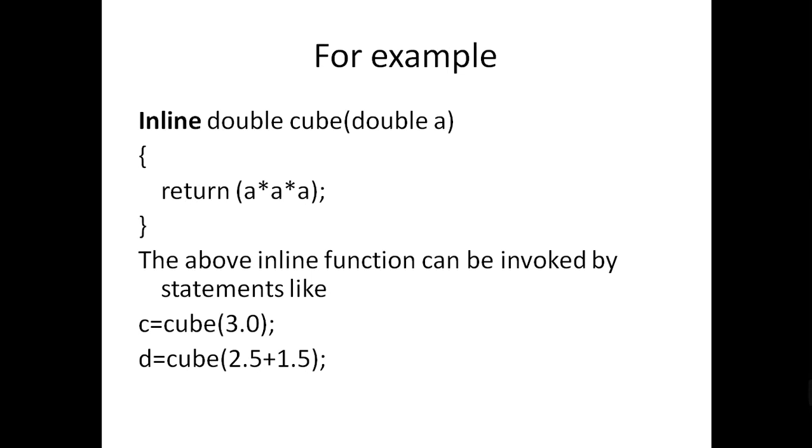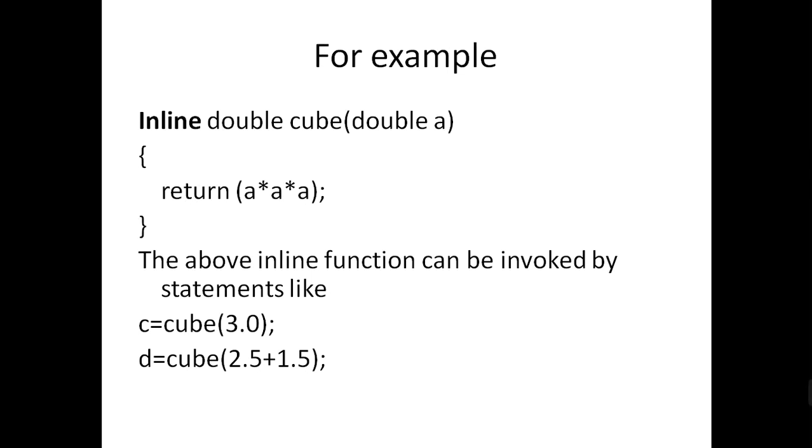So c equal to cube of 3.0. What is cube of 3.0? At the time of applying the argument for a, it is multiplied 3 times, so 3 into 3 is 9, 9 into 3 is 27. And d is cube of 2.5 plus 1.5, which is added and applied to a. So c equal to 27 and d equal to 64 respectively. You get the result for executing an inline function.